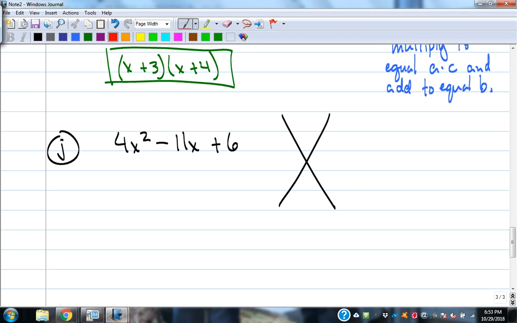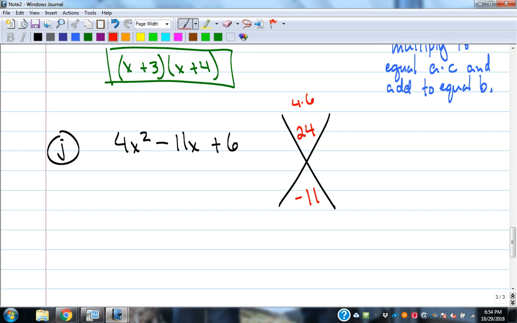What goes in the top of this x? 4 times 6, a times c, which is 24. What goes in the bottom? Not just an 11, a negative 11. That's important that you use that sign. Okay? So I need two numbers that multiply to be a positive 24 and add to be a negative 11. So we just need to think about numbers that multiply to be 24.